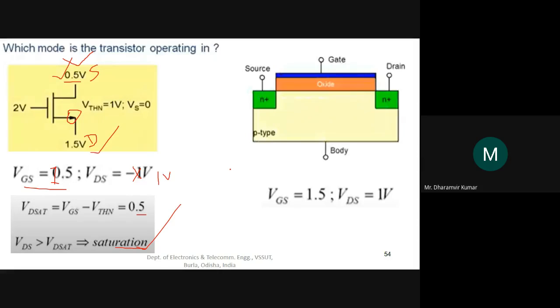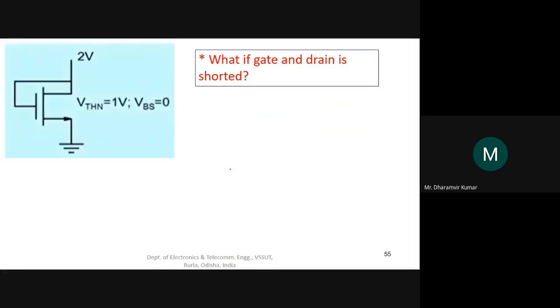This one, what if gate and drain is shorted? This is the drain terminal, this is source, and this is gate. So you have shorted this gate and drain. Shorted means they are connected directly without any resistance. So it means that Vg is equal to Vd in this case.